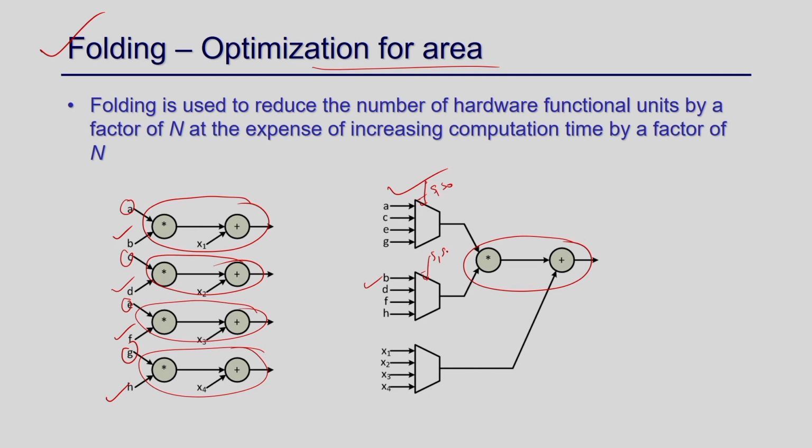And similarly, after that this is multiplied with x1, x2, x3, x4. So, I am going to put another mux here, again controlled by S1 S0. Effectively, when S1 S0 is 0 0, this circuit will be executed. When it is 0 1, this circuit will be executed. When it is 1 0, this circuit will be executed, and when it is 1 1, this circuit is going to execute. So, this is what folding is.